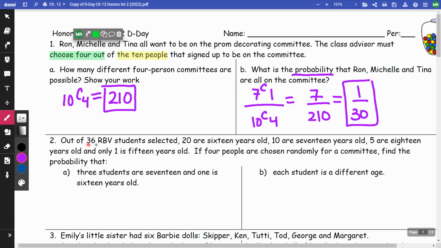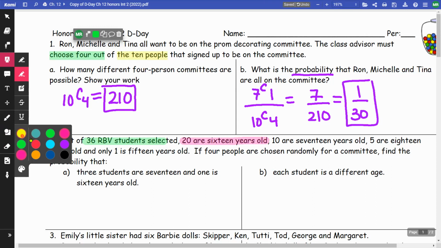So on number 2, let me just highlight as I'm going. We have 36 RBV students selected. 20 are 16 years old. 10 are 17 years old. 5 are 18 years old. And 1 is 15 years old.